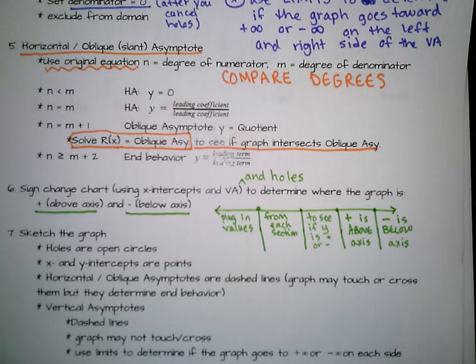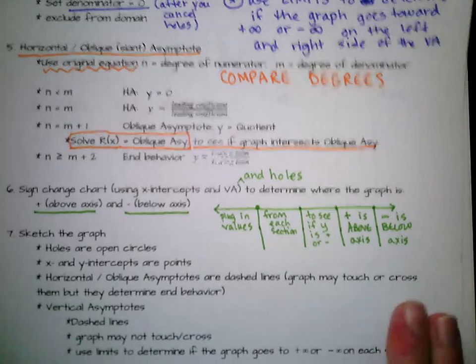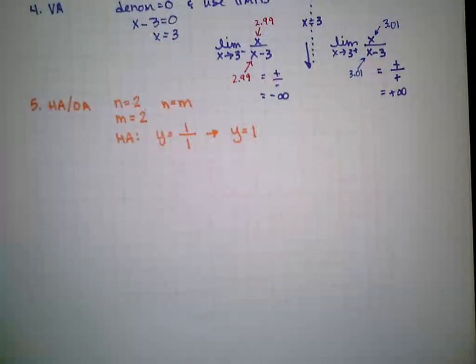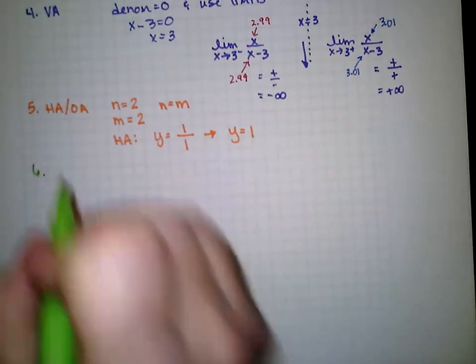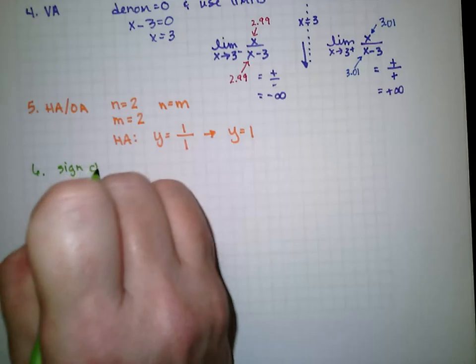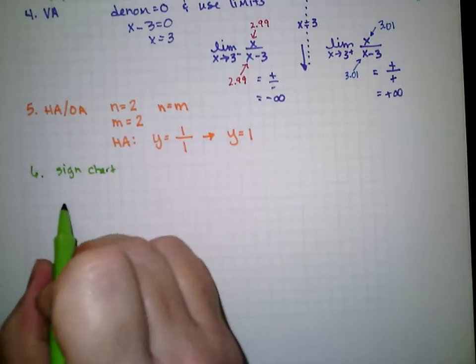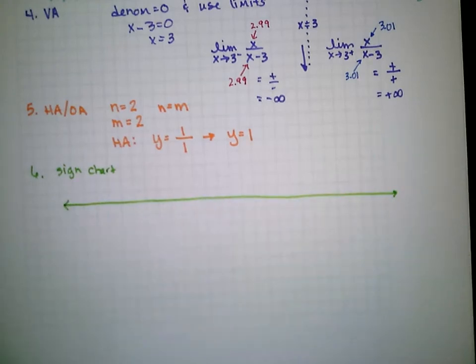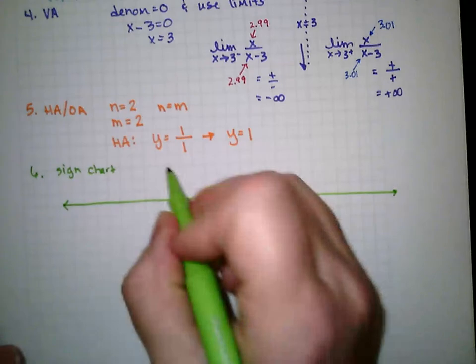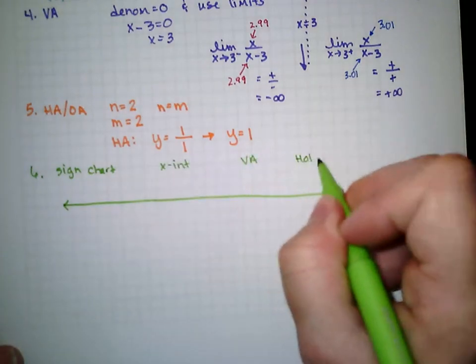So let's check our test chart in our problem here. Okay. So 6. We need to know we have a sine chart. So we've got the x-intercepts, vertical asymptotes, and holes. So x-intercept, vertical asymptote, holes.